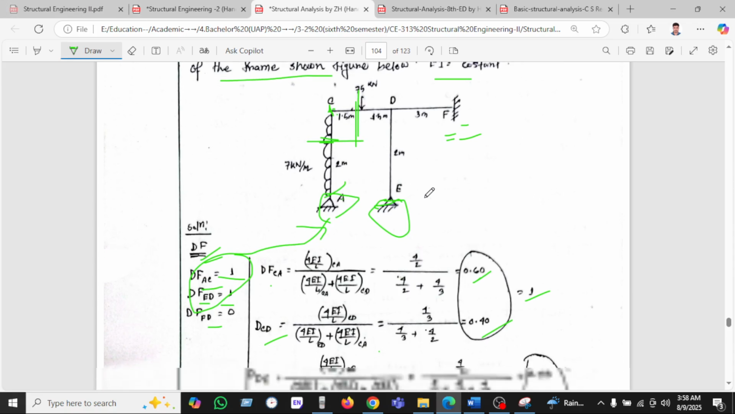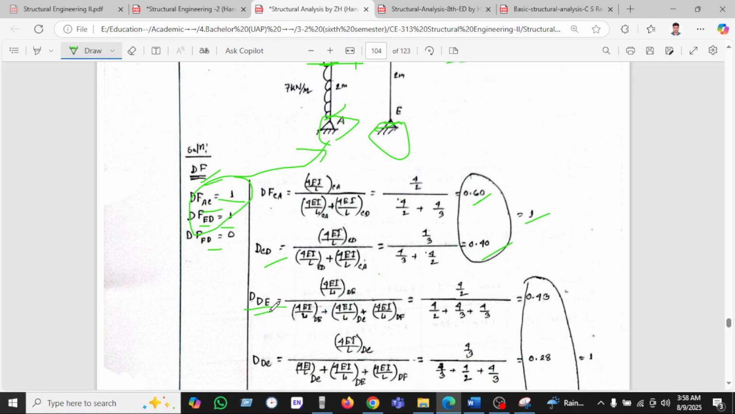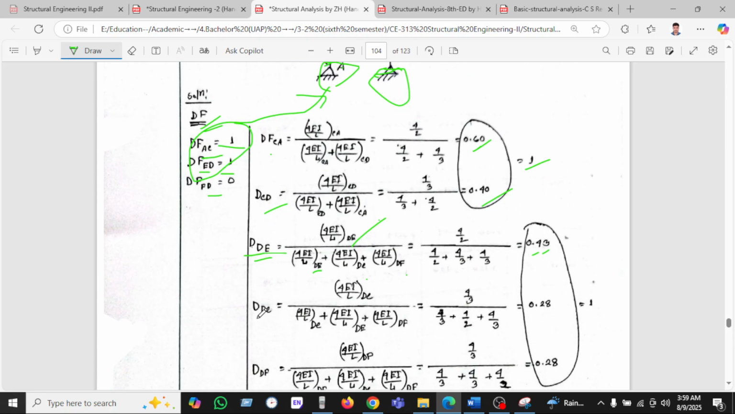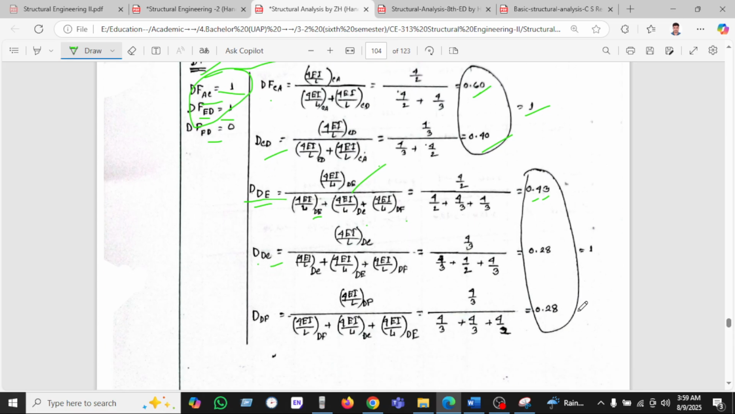Okay. Now you can see in the same way for DE, this is the DE, this is the 3 joint. You can see DE divided by DE, DC, DA, DF, and we found 0.43. In the same way we can use DC and found 0.28, and found DF which is 0.28 also. If we sum all this, then it will be 1.